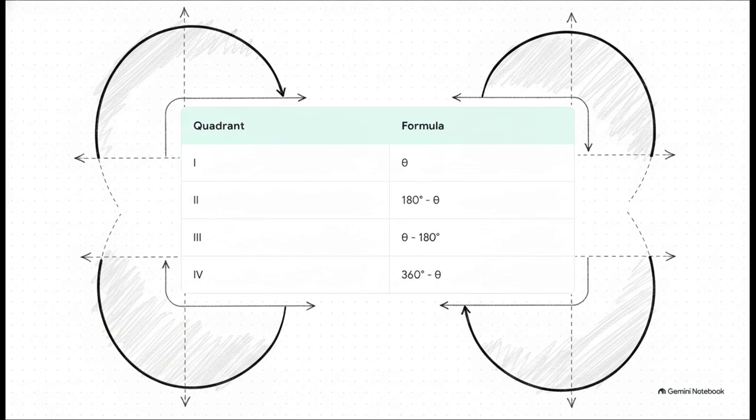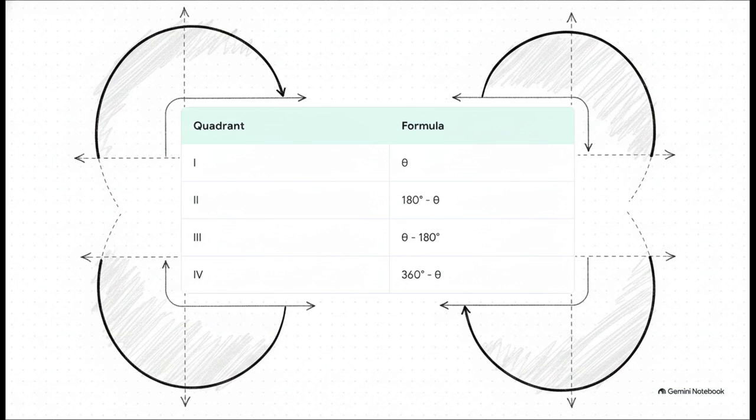If your angle, theta, is already in quadrant 1, well, it's already between 0 and 90, so it's just its own reference angle. Easy, right? Now, if you land in quadrant 2, you haven't quite reached the 180-degree mark on the left side, so you just subtract your angle from 180. If you're down in quadrant 3, you've gone past 180 degrees, so you take your angle and subtract 180 to see exactly how far past the axis you went. And finally, if you're over in quadrant 4, you're falling just short of a full 360-degree rotation, so you subtract your angle from 360.